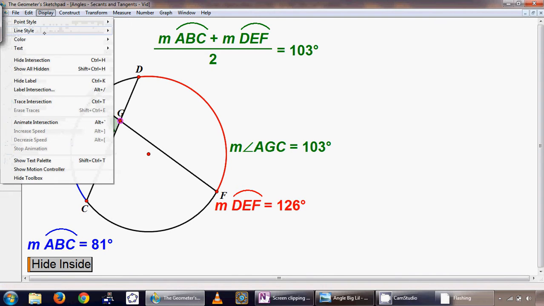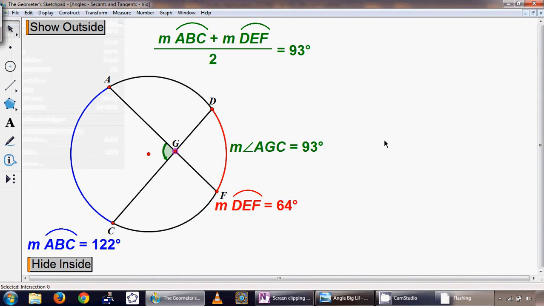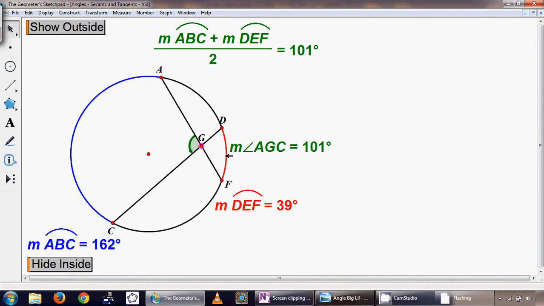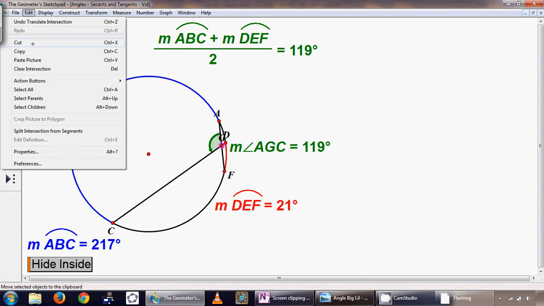So let me put this back for a second. Undo. Today, what we're going to be looking at is what happens if that angle isn't inside of the circle. Is there any way I can force that angle outside? And it looks like, according to this, it doesn't want to go outside. And that's because if it goes outside, maybe this relationship of adding the arcs and dividing by 2 won't work. Maybe it won't happen.